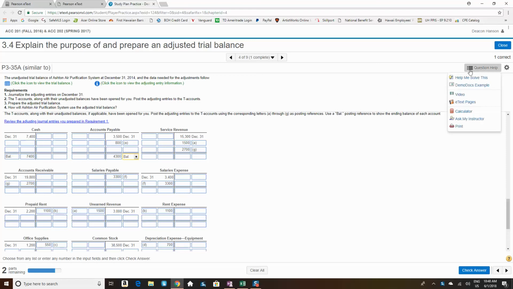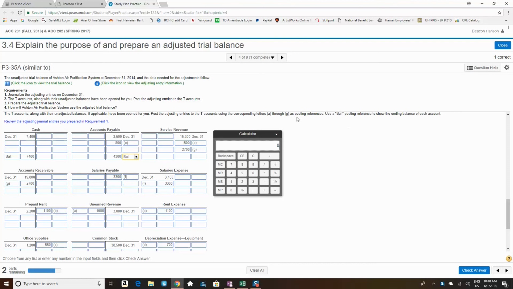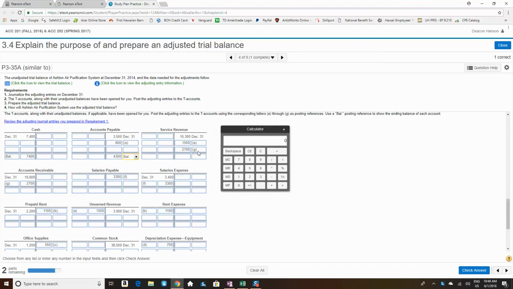I think in your My Accounting Lab, you have a calculator too, so you can easily pull that up. So service revenue, we've got three things to combine: the unadjusted balance of 15,300, plus the effect of adjusting entry A, 1,500, plus the effect of adjusting entry G, 2,700. So you have a new balance of 19,500. And we'll do every account.